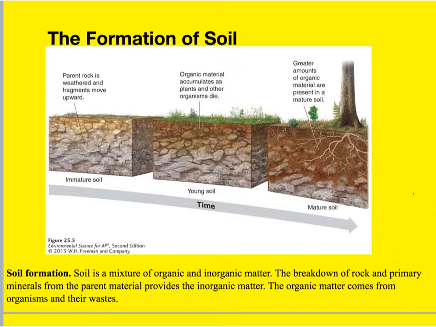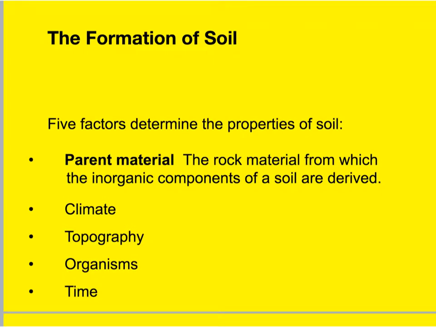The rock substrate itself has been broken down. There essentially was a parent rock, which was weathered and fragmented, and then organic material started to accumulate. Plants die, leaving their detritus behind, and so greater amounts of organic material continue to be deposited, and now we see in mature soil lots of that. So again, there are five factors that determine the properties of soil: the parent material rock, climate, topography, the organisms that are present there, and the time it's been given to develop.